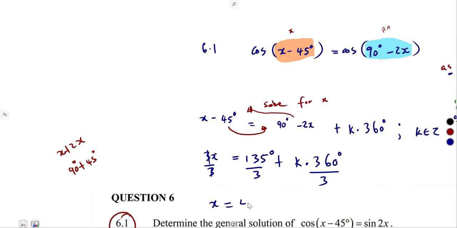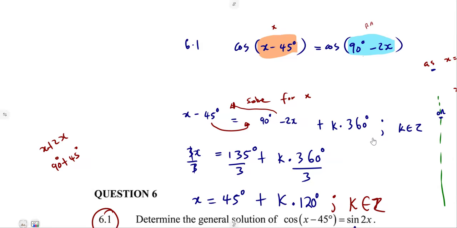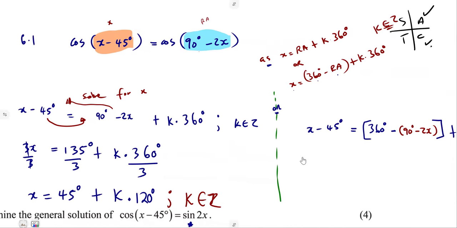135 divided by 3, that's what? 45 degrees plus k times 360 divided by 3, which is 120 degrees. So this is what you were going to have for any value of k being what? An integer. Okay? So with this, we are done. Let's figure out on this other part.